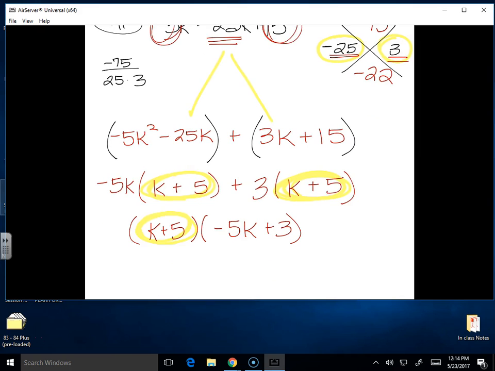Now, we're going to go a little prettier. Remember, we're trying to break apart the quadratic into linear factors.